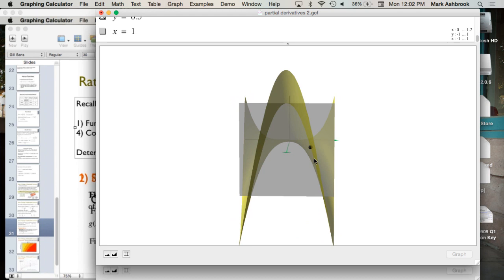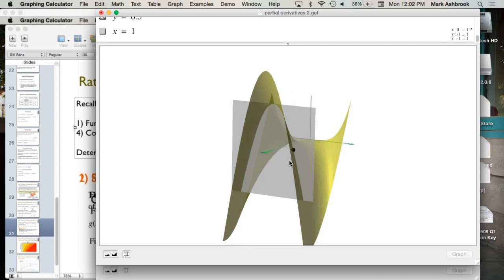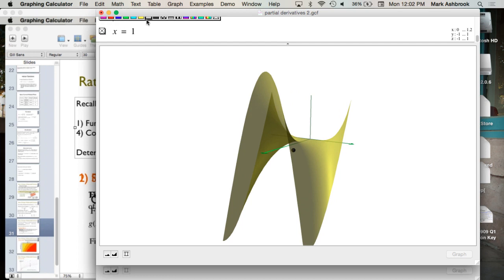So the partial with respect to y, positive, negative, or 0? That's a pretty good view of it. At this point, is it positive, negative, or 0? You should be thinking it's negative, because if you increase y a little bit, meaning move to the right, z goes down. So that's the partial with respect to y.